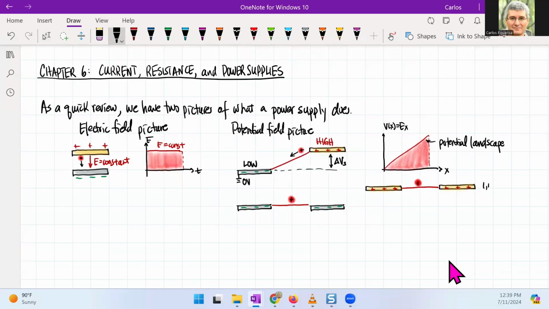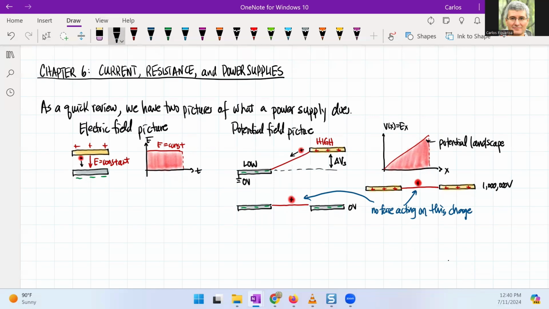Even if this were at 1,000,000 volts and this were at 0 volts, we would find that here and here there is no force acting on this charge. That doesn't mean that the charge is stationary. It just means that there's no net motion. And we'll be a little bit more careful in a moment here.